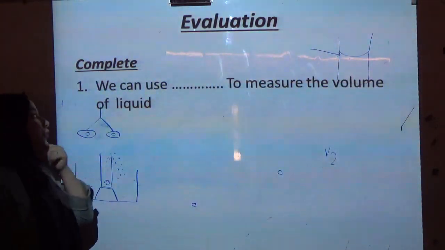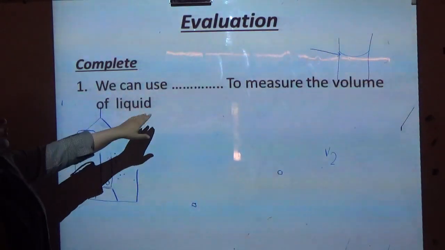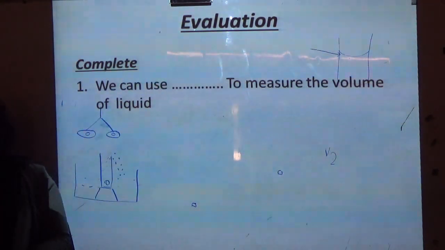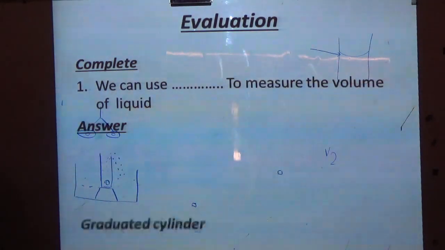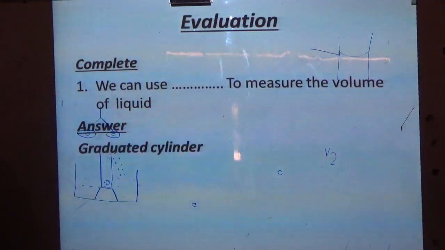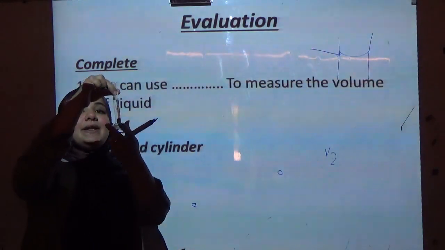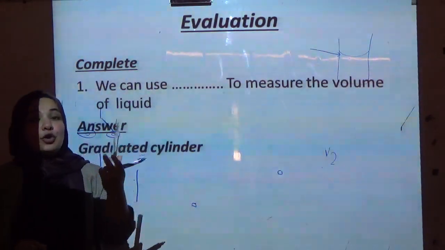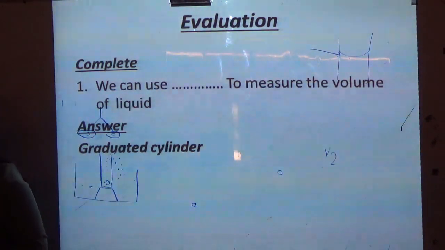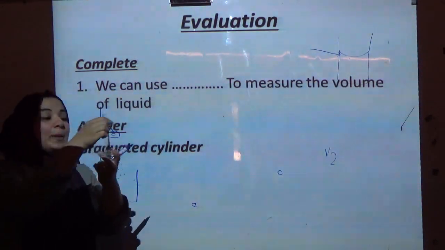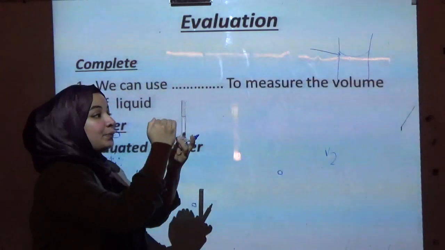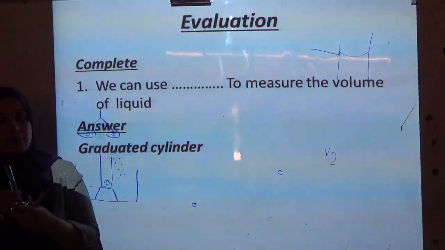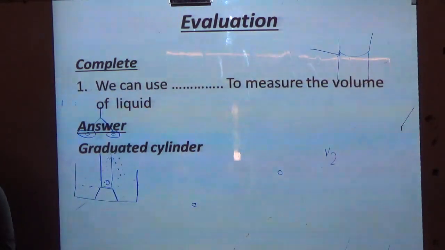Now, I will ask you a question. What do I use to measure the volume of a liquid? I use the graduated cylinder. How can I measure the volume? By looking horizontally at the graduated cylinder, so I can get the accurate volume of this liquid.